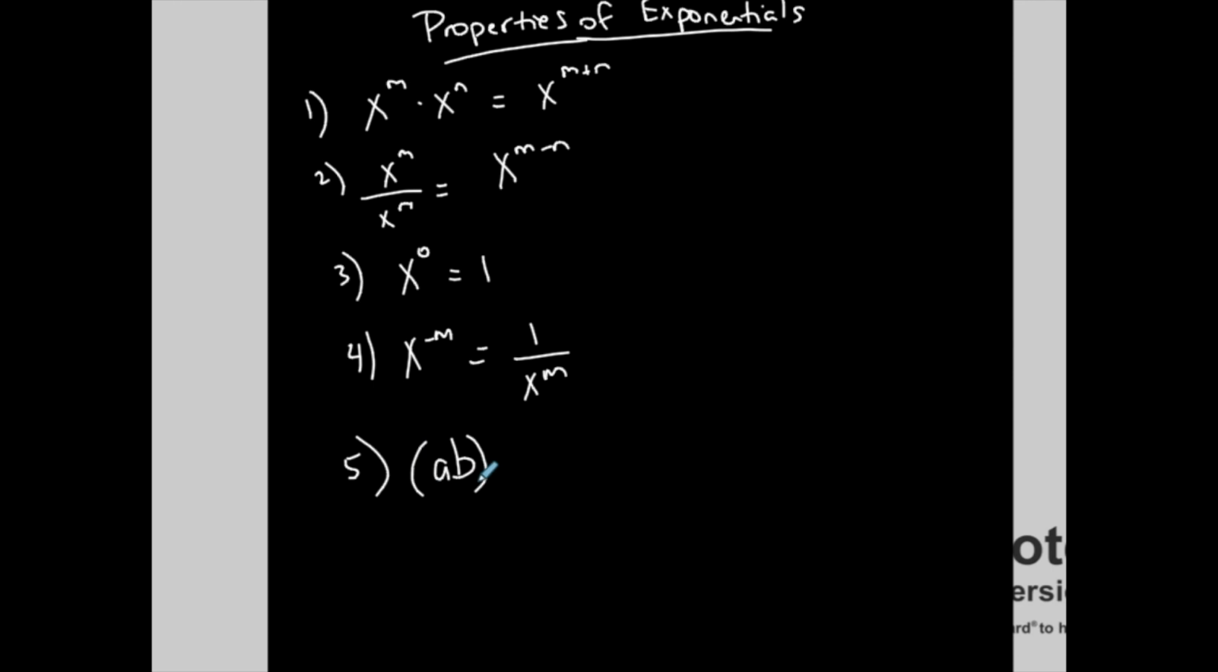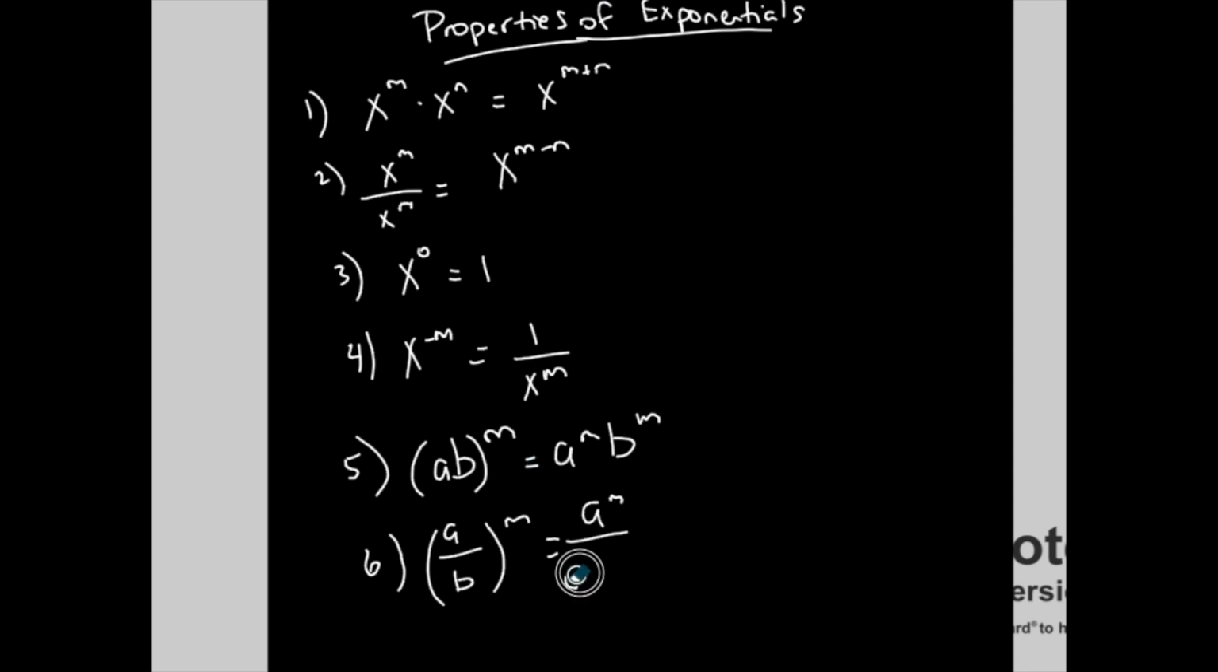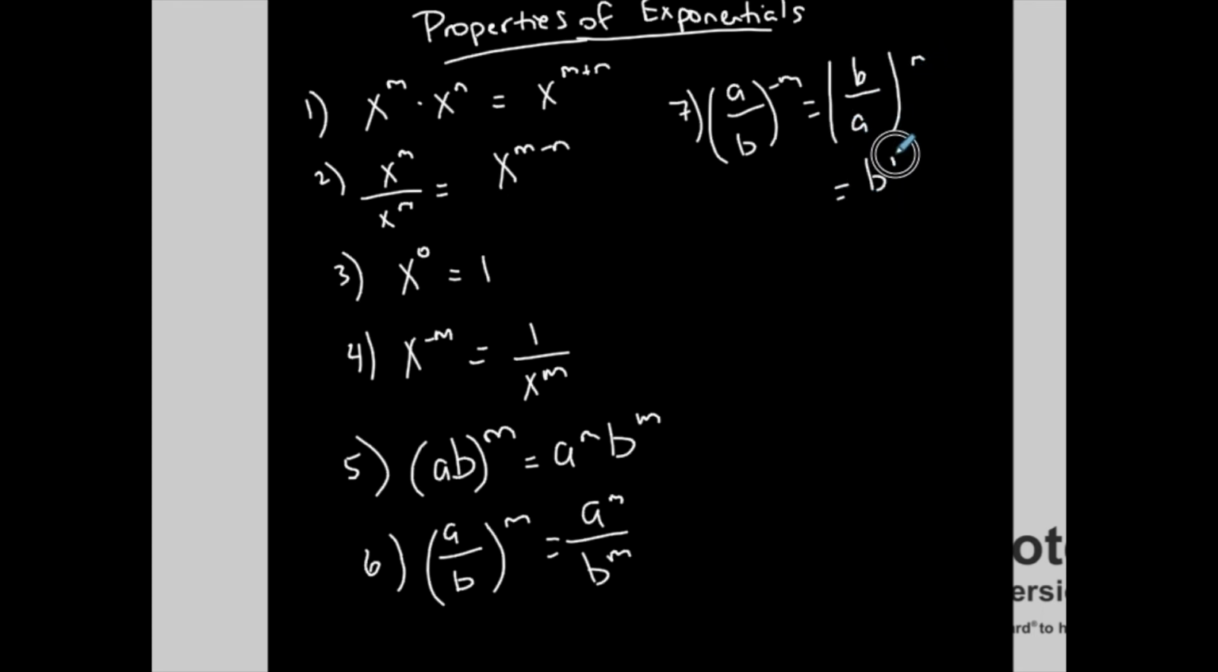If you have a product raised to an exponent, then you could distribute that exponent. Or if you have a quotient raised to a single exponent, you could distribute that exponent. These are the only kind of situations where you distribute an exponent. You never distribute an exponent if you have addition or subtraction in the middle. Only with multiplication or division do you distribute an exponent. If you have a fraction to a negative exponent, you could flip the fraction and make the exponent positive, and then distribute.